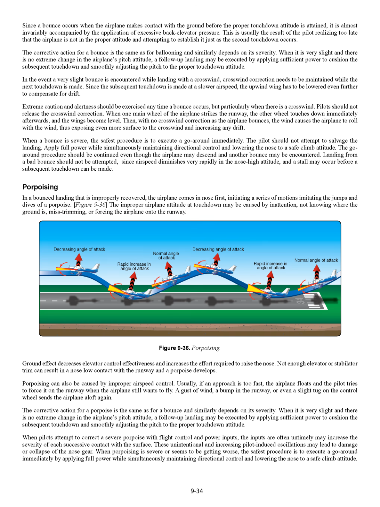When porpoising is severe or seems to be getting worse, the safest procedure is to execute a go-around immediately by applying full power while simultaneously maintaining directional control and lowering the nose to a safe climb attitude.